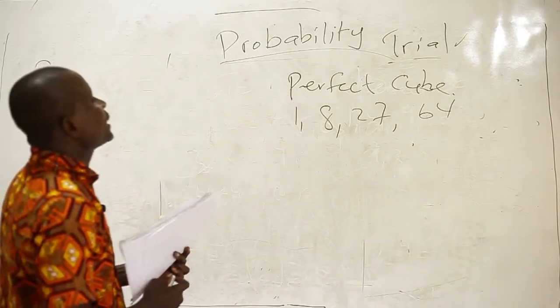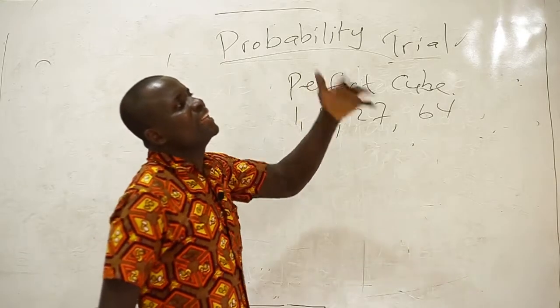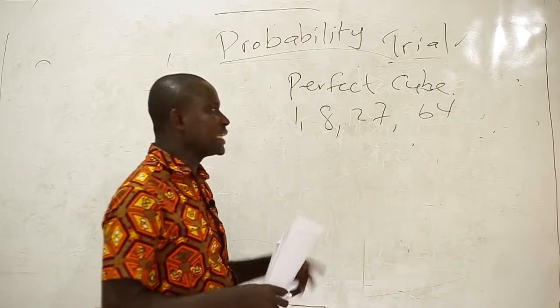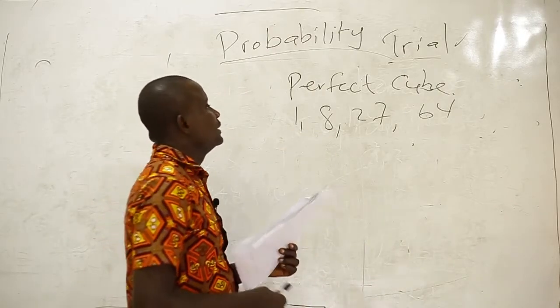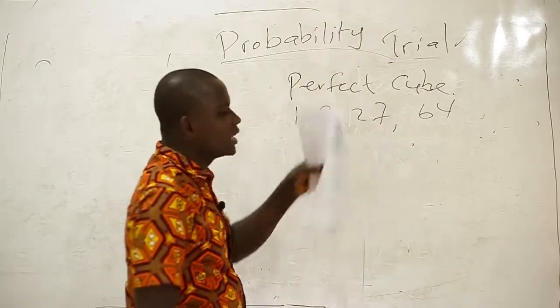Once again, how do you get that? And what is the meaning of that? It means there is a number which, when you multiply it 3 times, let's say that number times that number times that number, will give you 8. What's that? It is 2. There's a number which, when you multiply by itself 3 times, will give you 27.